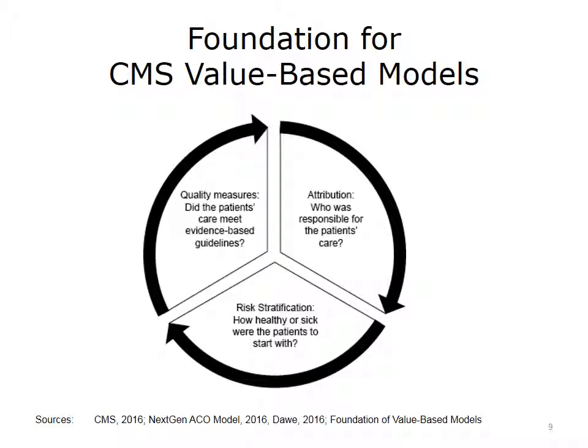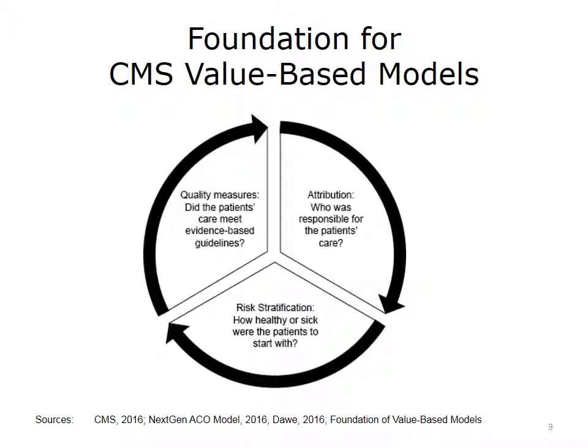To apply quality measurement, it's important to know who was responsible for meeting the measure. Attribution refers to the method used to decide who is responsible for the cost or quality of a patient's care. For Medicare ACOs, the Centers for Medicare and Medicaid Services, or CMS, refers to attribution as assignment. But regardless of which word is used, the idea is to identify which providers were involved in caring for a patient and should be held accountable for cost or quality measures. For ACOs, attribution factors into calculation of benchmarks, financial performance, and quality measures.